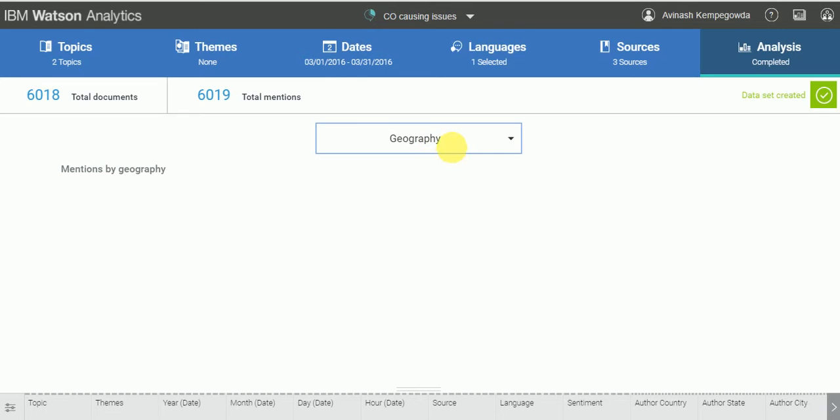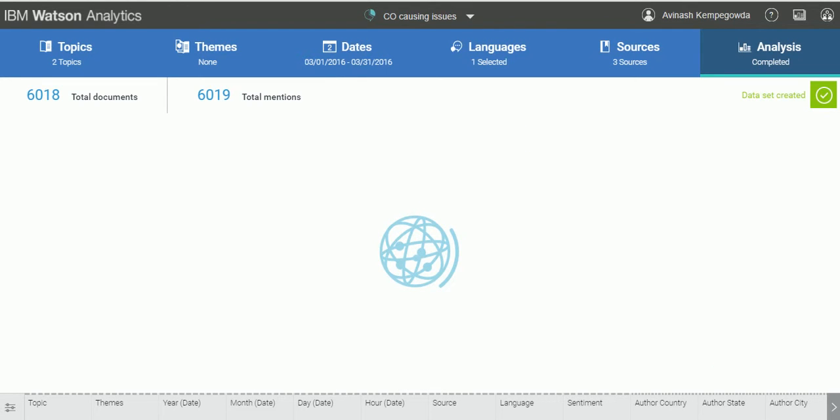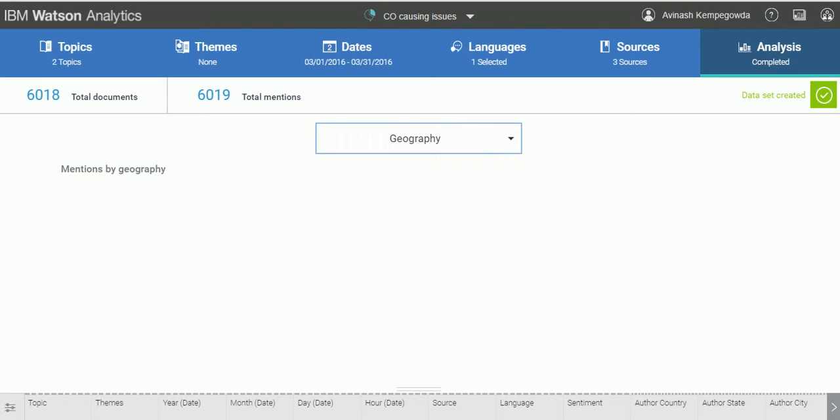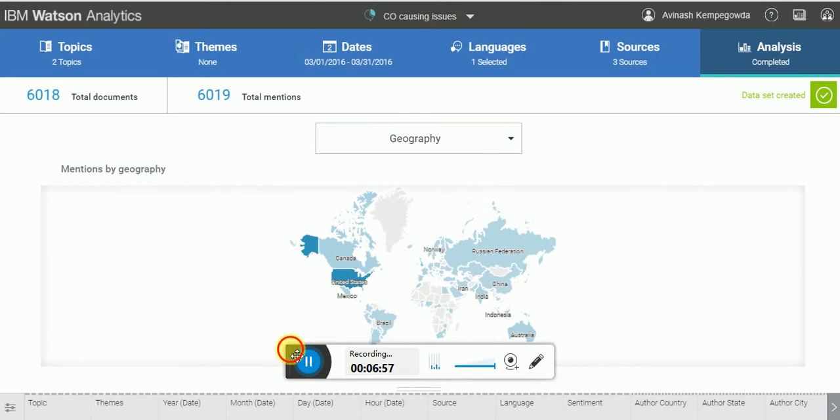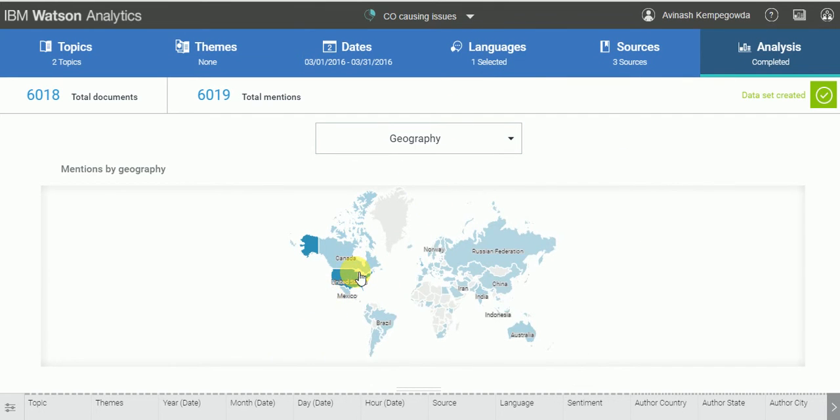Moving on to the geography, here we can see that the dark color indicates that the United States and Canada are participating much in the social media, whereas South Africa is not participating at all. We can see that social media is being used less there. That's all about the Watson analysis.